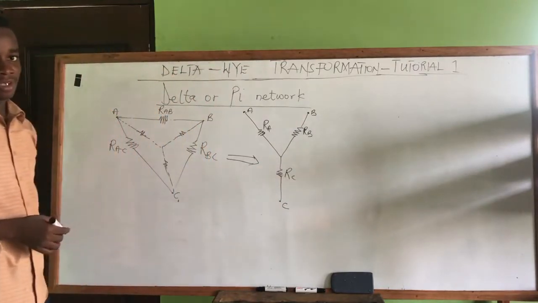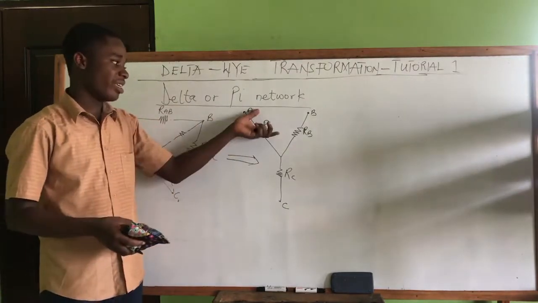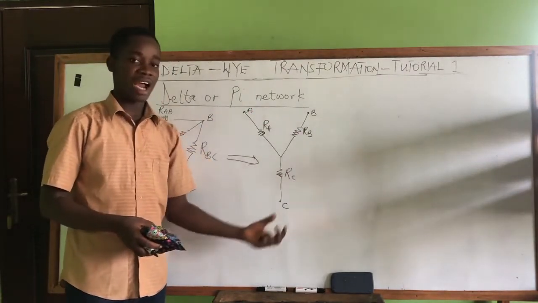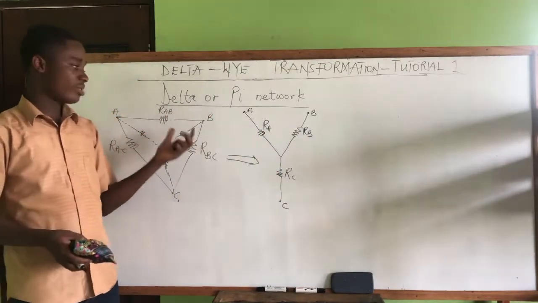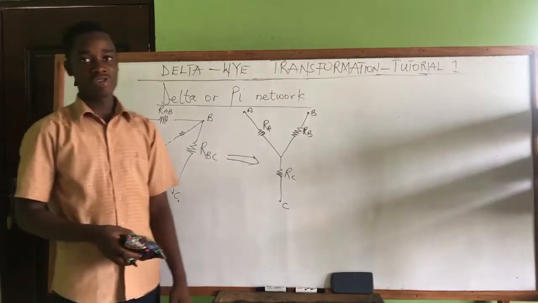RC. Alright, so now our job is to calculate the values of RA, RB, and RC from the delta values RAB, RAC, and RBC. How do we do that?